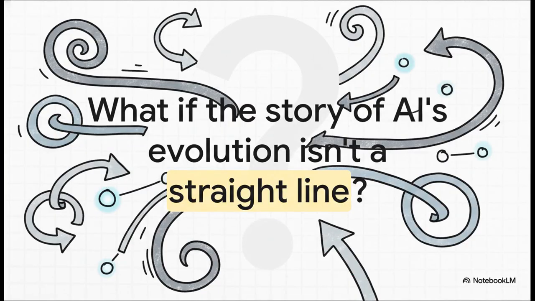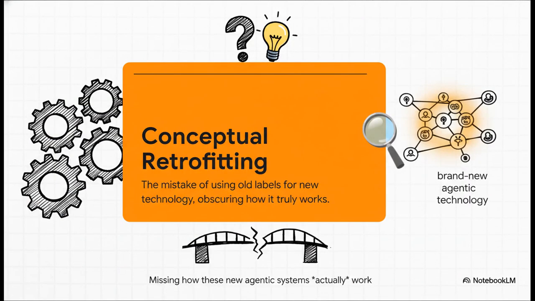But here's the thing. To really get what's going on, we have to challenge the story we've all been told about AI's journey. So just think about this for a second. What if the evolution of AI isn't the simple, straight line we all imagine? You see, at the heart of all the confusion is this idea called conceptual retrofitting. Now, it's a fancy term, but it describes a really simple mistake. We're slapping old, outdated labels from past versions of AI onto this brand new tech. And by doing that, we're completely missing how these new agentic systems actually work.